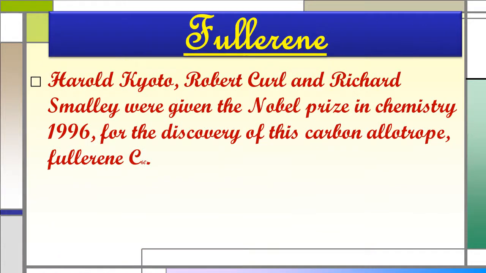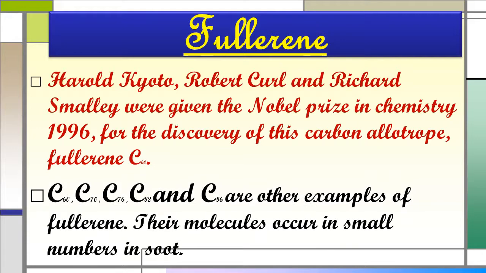Okay, Harold Kroto, Robert Curl and Richard Smalley were given the Nobel Prize in Chemistry in 1996 for the discovery of this carbon allotrope, fullerene C60. And C60, C70, C76 and C86 are other examples of fullerene, and their molecules occur in small numbers in soot.